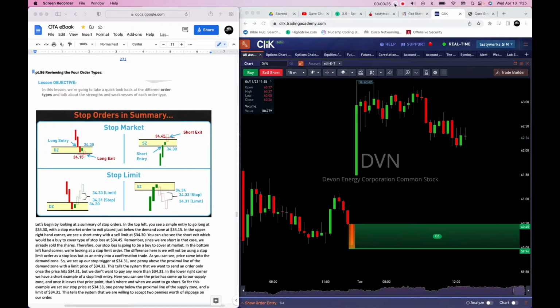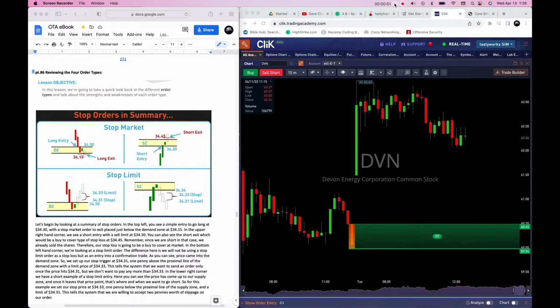In the top left, you see a simple entry to go long at $34.30 with a stop market order to exit placed just below the demand zone at $34.15. In the upper right-hand corner, we see a short entry with a sell limit at $34.30.